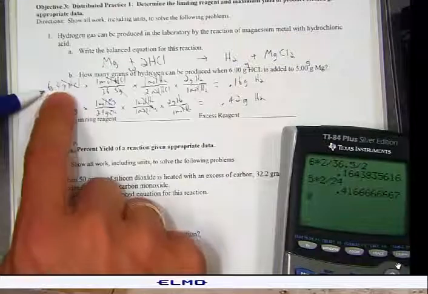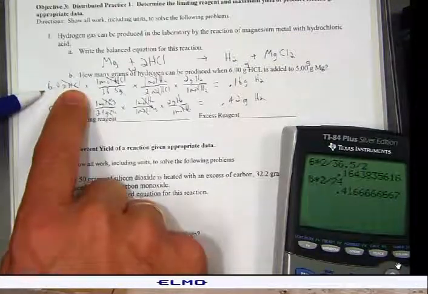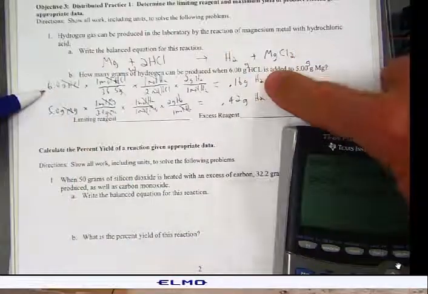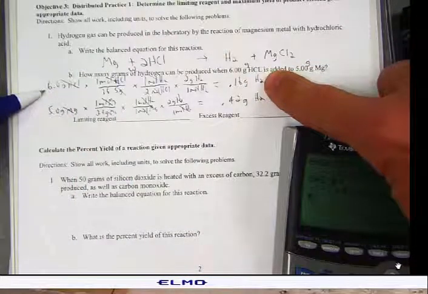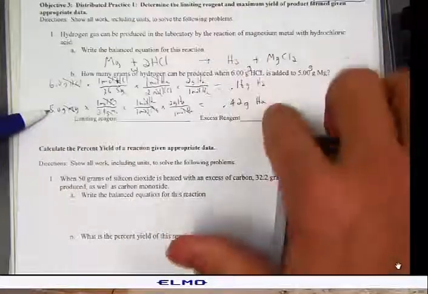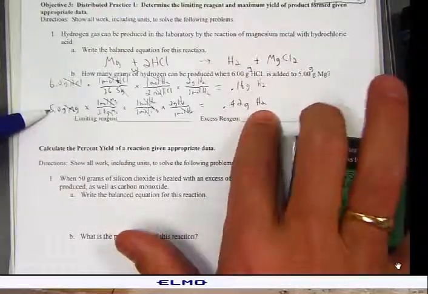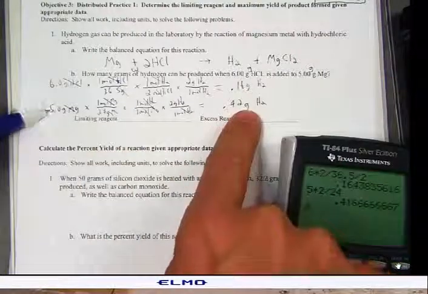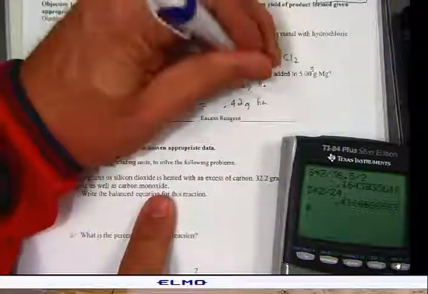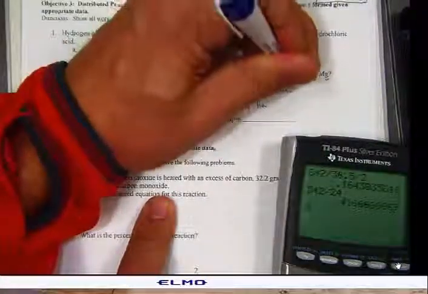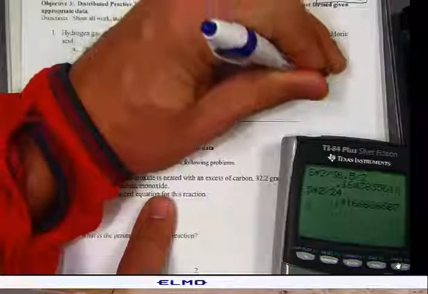If we have 6 grams of hydrochloric acid, the absolute most hydrogen we could possibly get out of that is 0.16 grams of H2. That's the most. If we have 5 grams of magnesium, the most we can get is 0.42 grams of H2. In other words, we don't have enough to make 0.42. We only have enough to make 0.16 grams. That is our maximum theoretical yield.